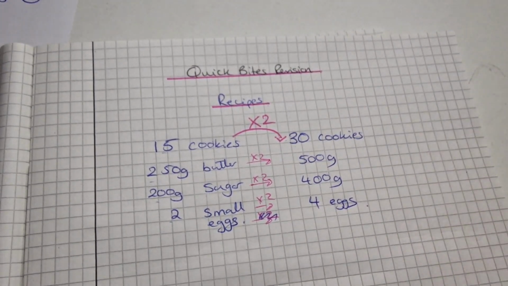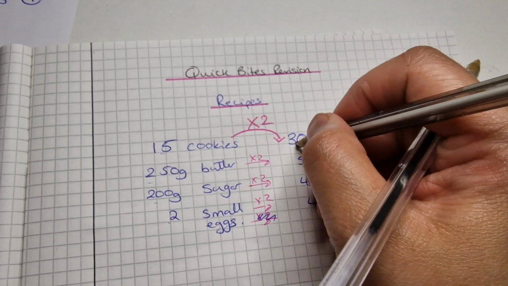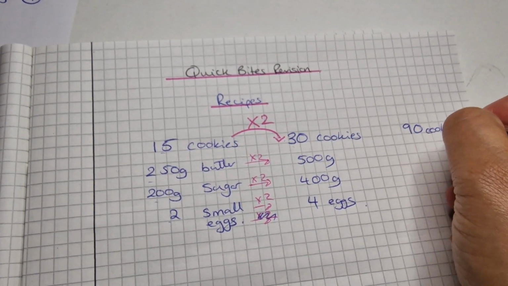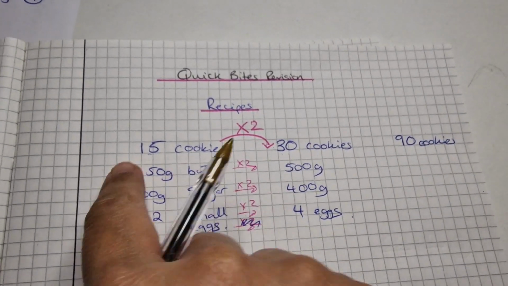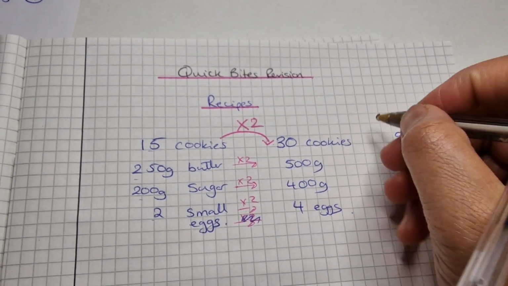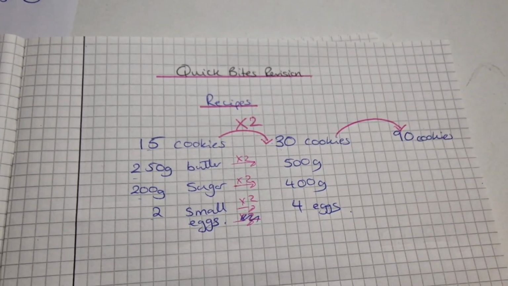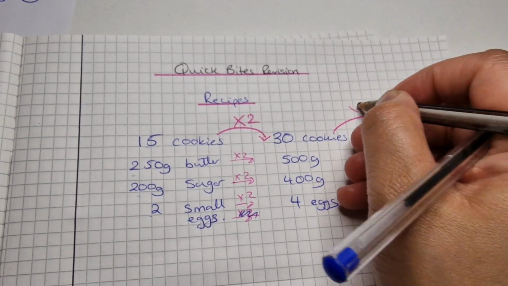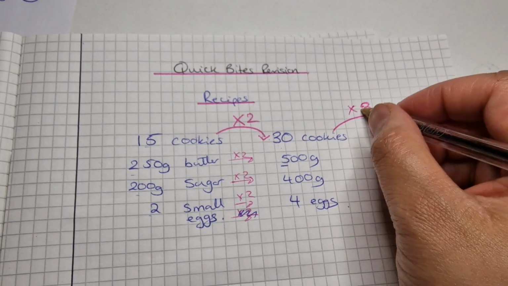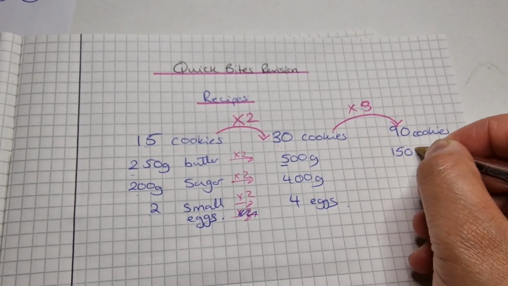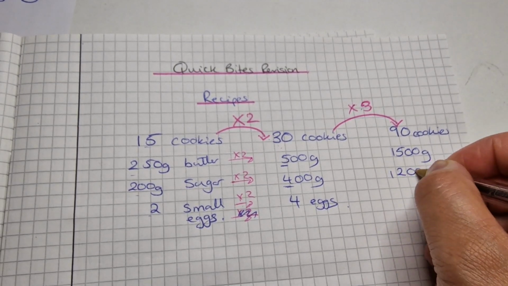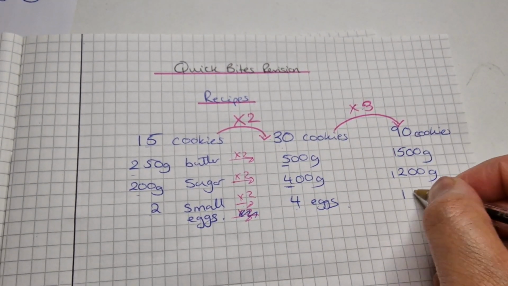Sometimes you might have to do that more than once. So let's say I didn't want 30 cookies. I actually wanted 90 cookies. So you can create little stepping stones for yourself. I can go from 15 to 30 to 90 if I can't go straight from 15 to 90. Because remember, this is a non-calculator paper. So to go from 30 to 90, I'm multiplying by 3. So 500 grams times 3 gives me 1,500 grams. 400 grams times 3 is 1,200 grams. And then 4 times 3 is 12 eggs.